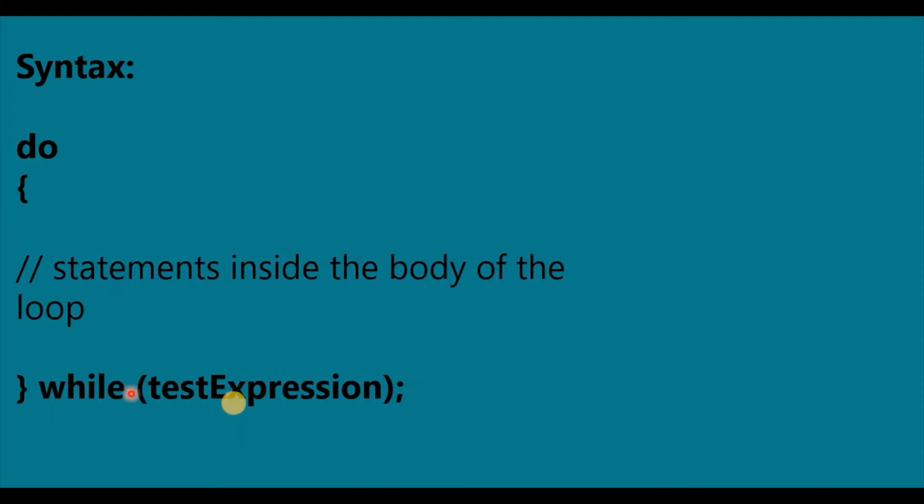But what happens here, the test condition will be tested at the end of the do-while loop. So the program will be executed at least once. Even though the condition is false, the program will execute at least once.